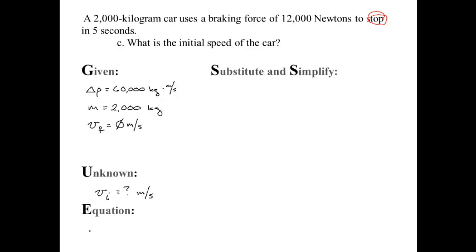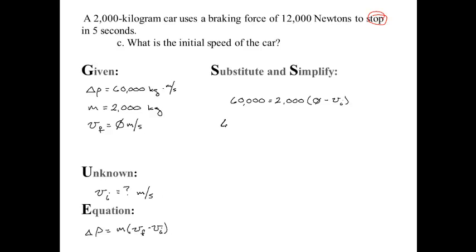And once again, I'm going to choose the change in momentum equals mass times velocity final minus velocity initial. So if I substitute numbers for letters, I have 60,000 equals my mass, which is 2,000, times my velocity final, which is 0, minus velocity initial.